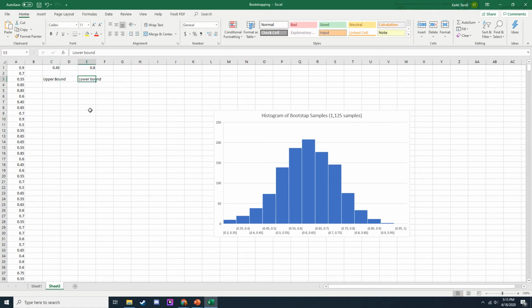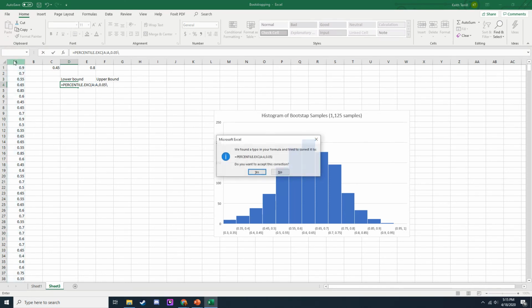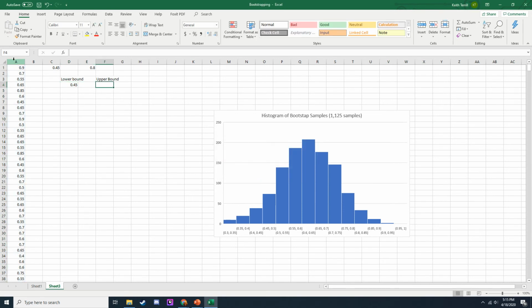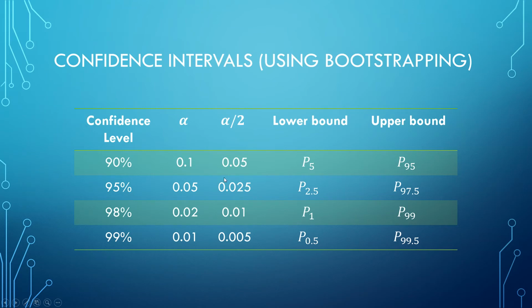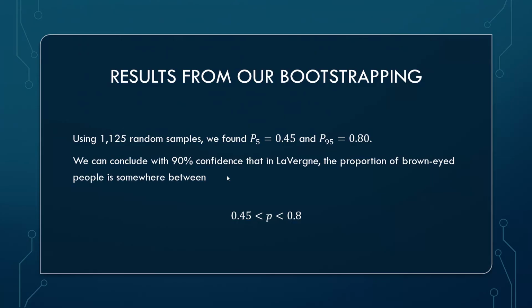So for instance, I got this backwards. Sue me. So lower first. So the lower bound, let's take alpha to be 0.1. So a 90% confidence interval gives me alpha of 0.1. So alpha over 2 is 0.05, 5%. So the bottom 5% would be, I need to type correctly, 0.05. And percentile of all this stuff, 0.95. That's the 95th percentile. It's giving me 0.8. So with a 90% confidence level, I can say that the true population proportion for brown-eyed people in Laverne is somewhere between 45% and 80%.